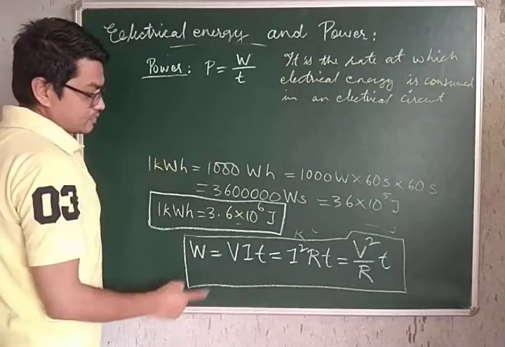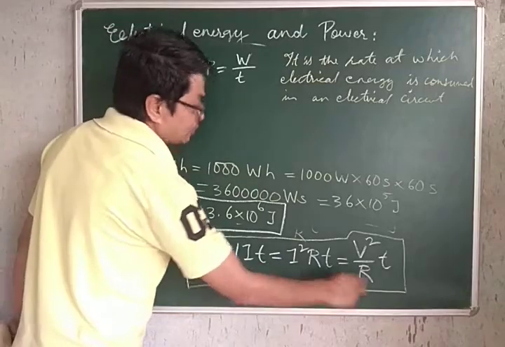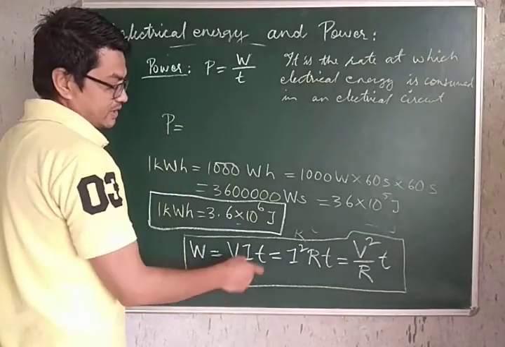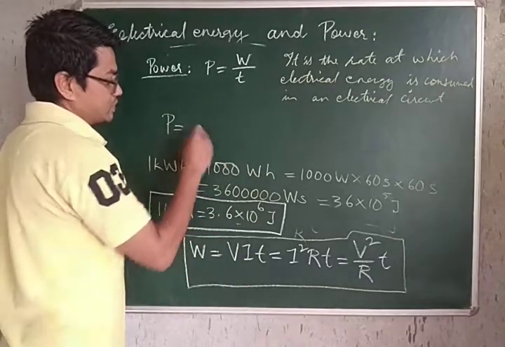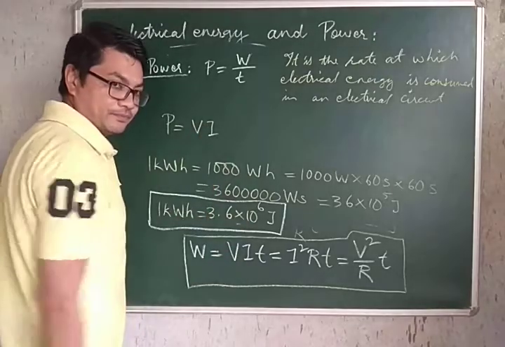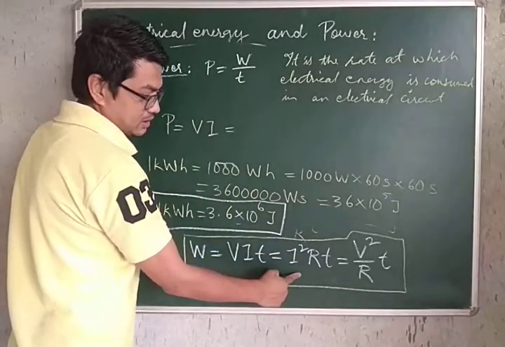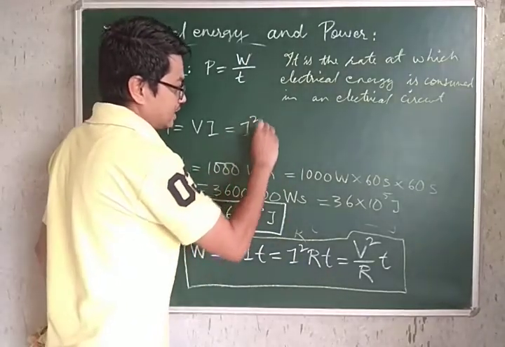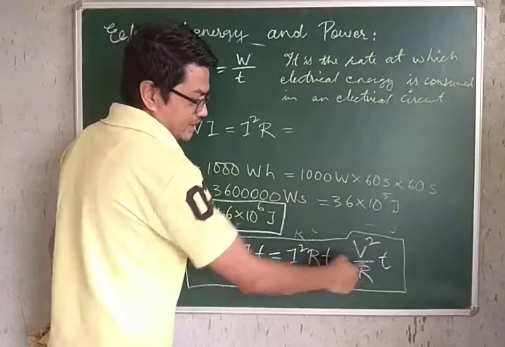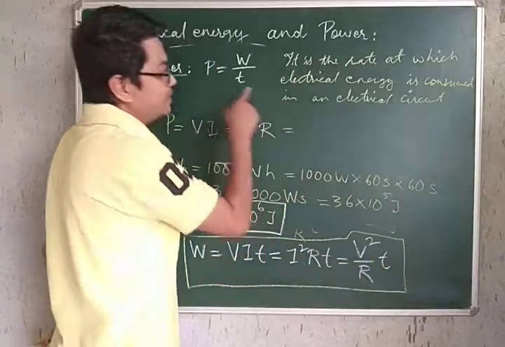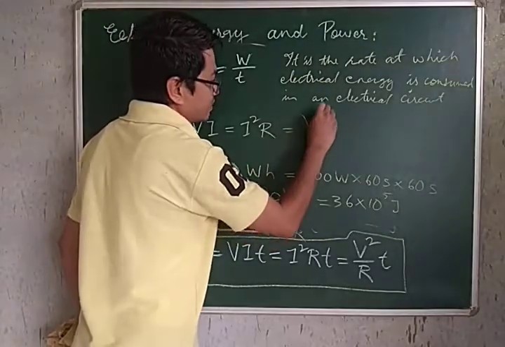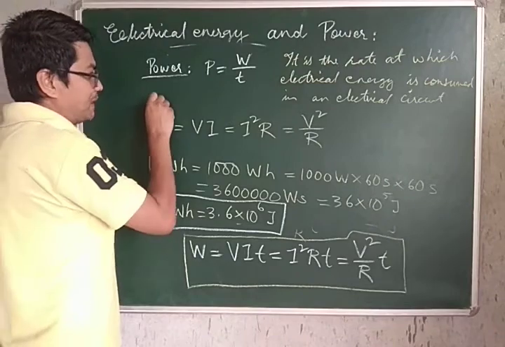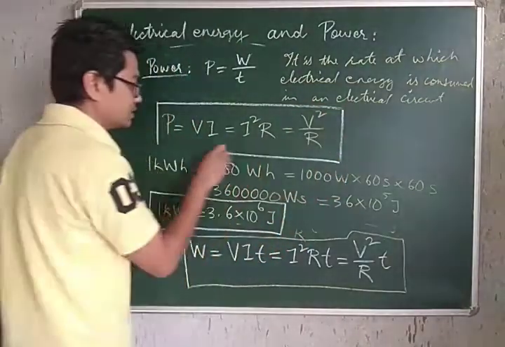Now, when we substitute these values of work done over here, what do we get? We get power is VIT divided by T. So this will be power is V into I. From here, I squared RT, work done divided by T will give us I squared R. Likewise, V squared by R into T divided by this T will give us V squared by R. So these are the different expressions for power consumed in an electrical circuit.